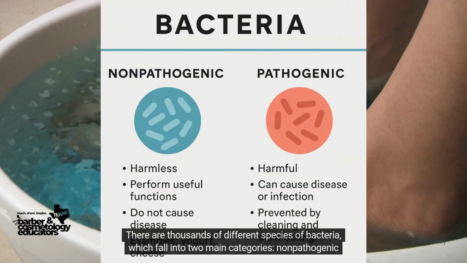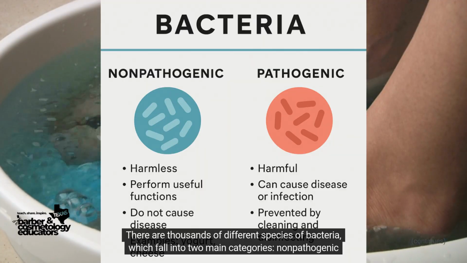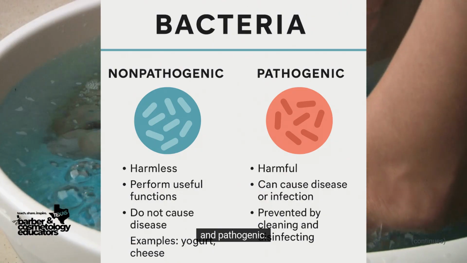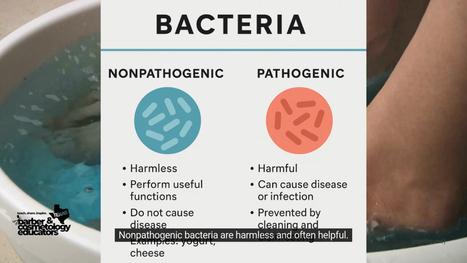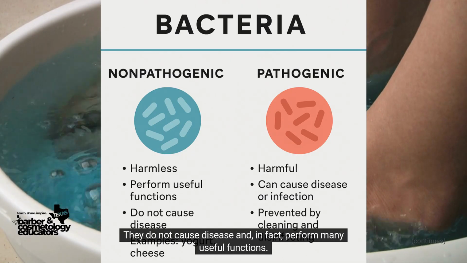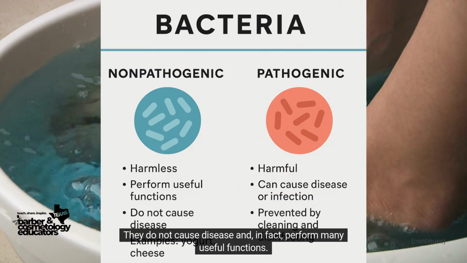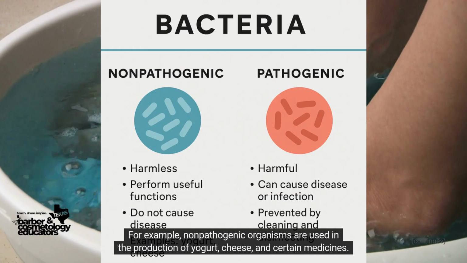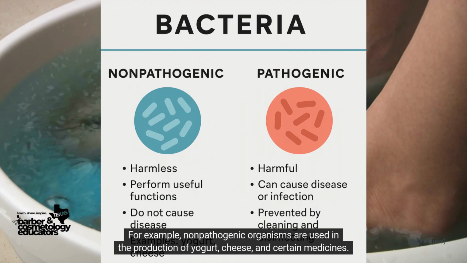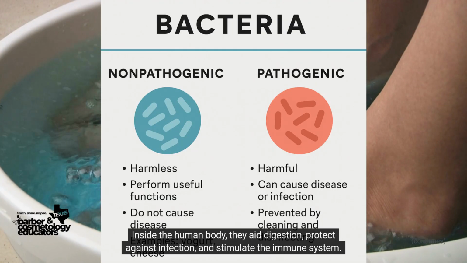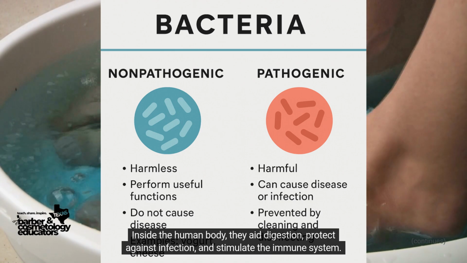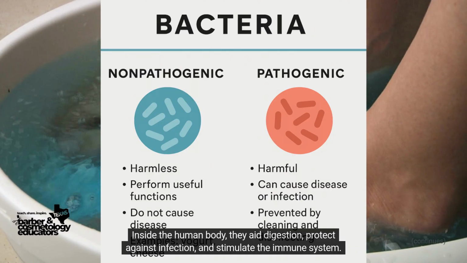There are thousands of different species of bacteria, which fall into 2 main categories: non-pathogenic and pathogenic. Non-pathogenic bacteria are harmless and often helpful. They do not cause disease and, in fact, perform many useful functions. For example, non-pathogenic organisms are used in the production of yogurt, cheese, and certain medicines. Inside the human body, they aid digestion, protect against infection, and stimulate the immune system.